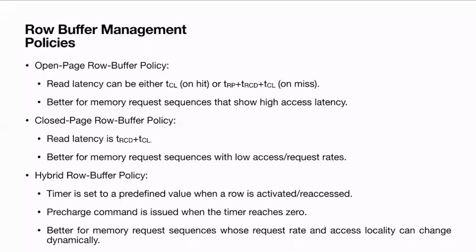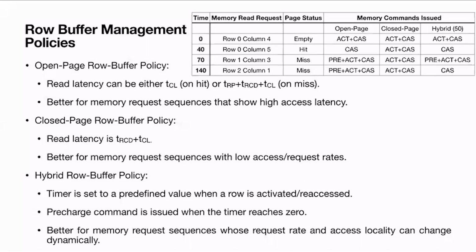Now, let us consider these three with an example. Let us say we have 4 requests coming at different times. At time 0, we have a request to column 4 and row 0. At time 40, we have a request to column 5 and row 0, the same row. At time 70, we have a request for column 3 and row 1. And at 140, a request for column 1 and row 2. Initially, the precharge is already done, so the sense amplifier is empty.